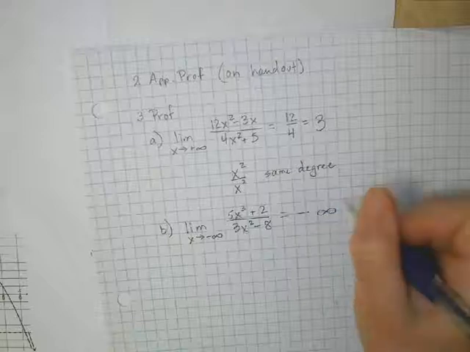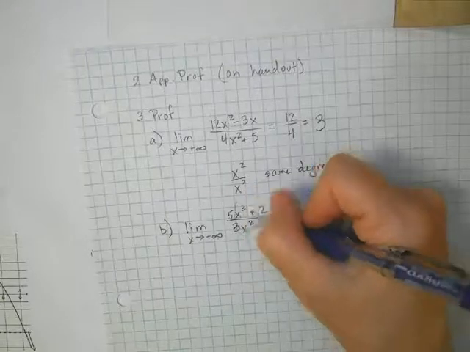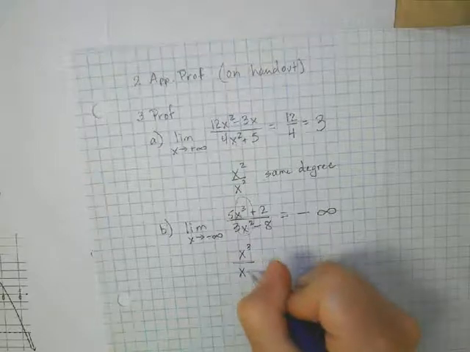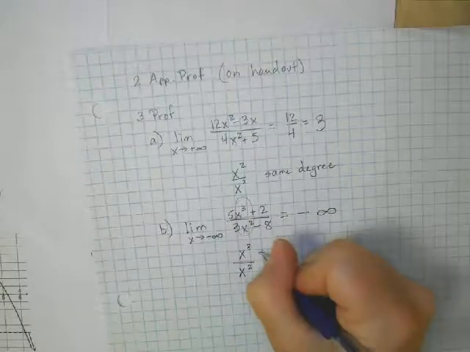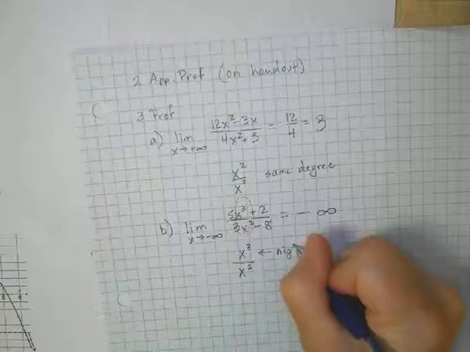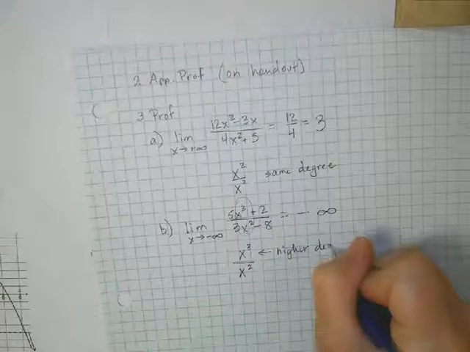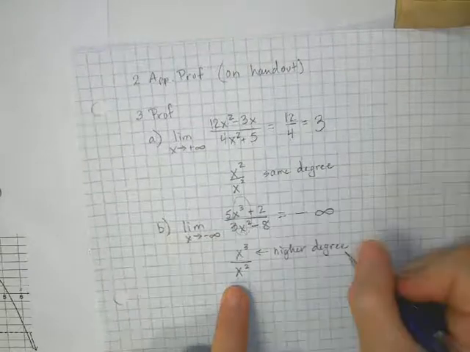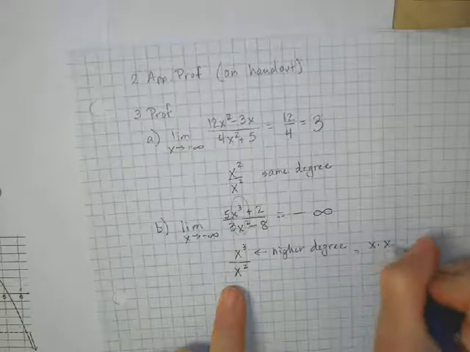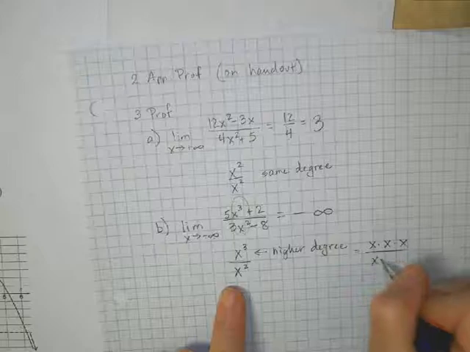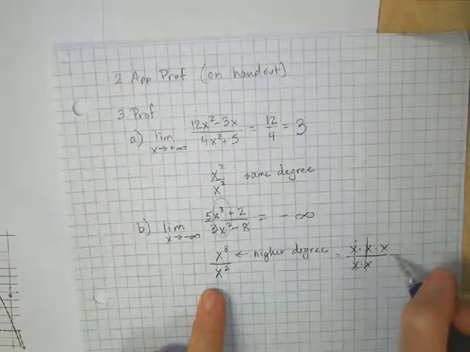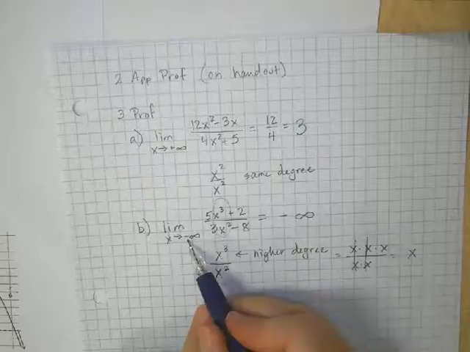And why? We're really looking at this part right here: x cubed over x squared. The higher degree is on top. That means that I could write this out. Think about it this way: I could do x times x times x over x times x. If we think about simplifying that, I'm left with x. What is x? Negative infinity.